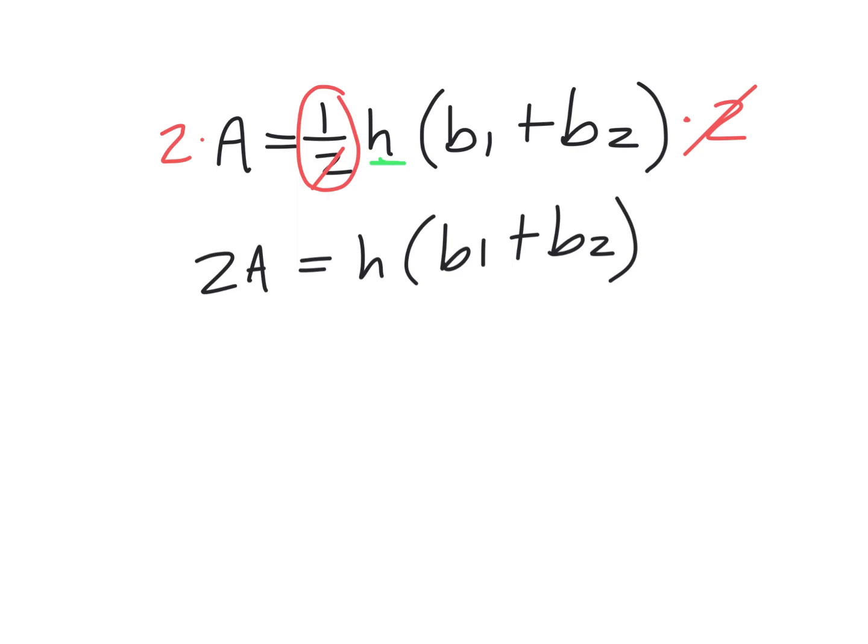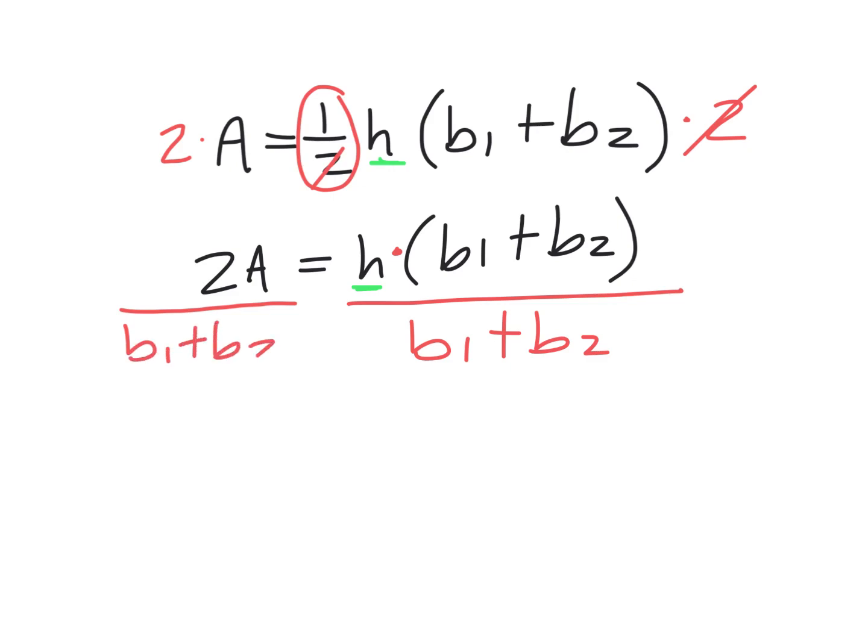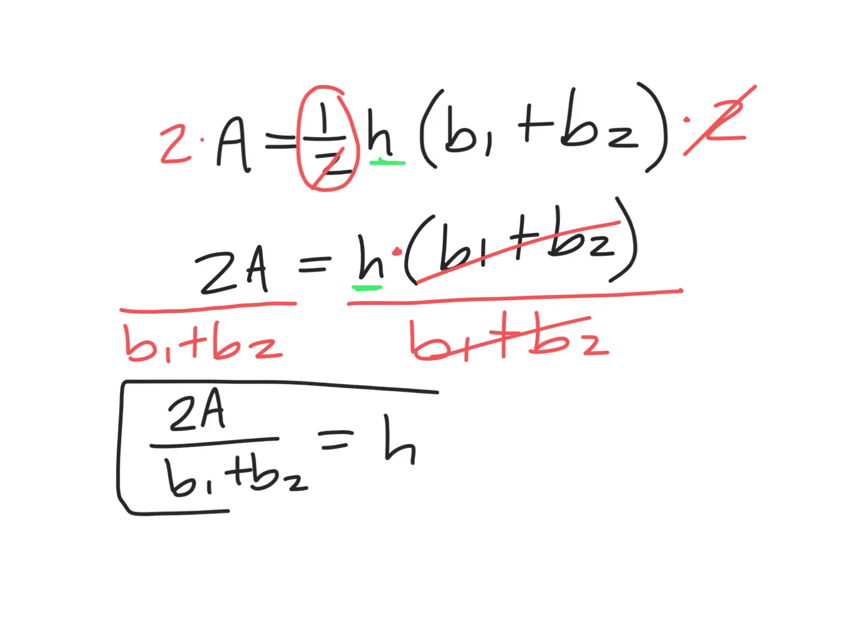Now, since it is h I'm trying to get by itself, I'm going to get rid of everything that's with it. In this case, again, I have multiplication. What's the opposite of multiply? That would be divide. So I'm going to divide by that whole expression, b1 plus b2. Whatever I do to one side, I have to do to the other. So I take this side and divide it by the expression b1 plus b2. These will now cancel. Now I have h isolated. 2a over b1 plus b2 equals h. And now I've solved this literal equation.